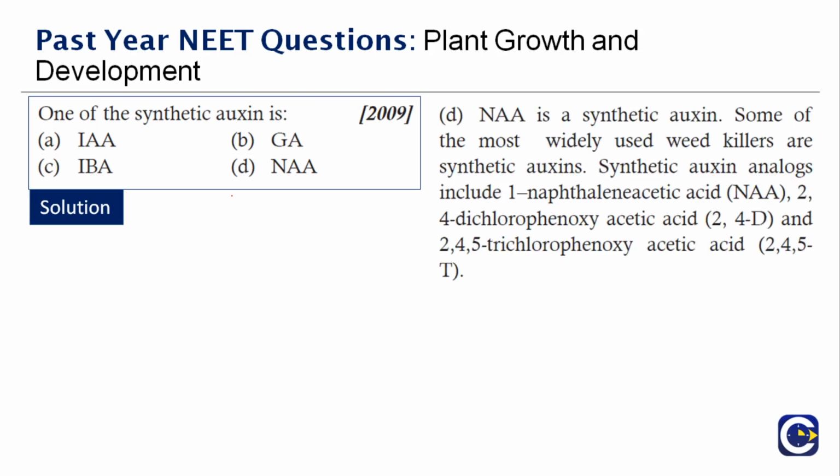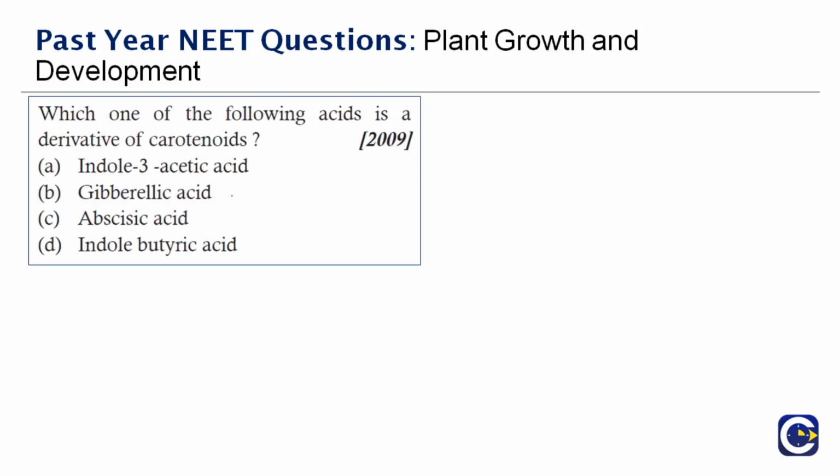The correct answer is option D. Okay, fine. Next question here. Which one of the following acids is a derivative of carotenoids? Easy question again for you to answer. You have four options here. The correct answer is abscisic acid, which is abbreviated as ABA.